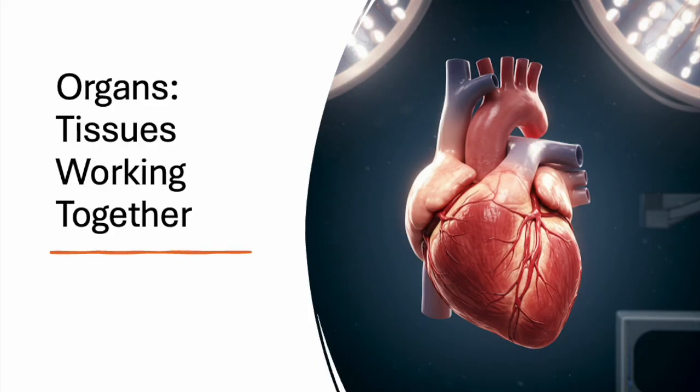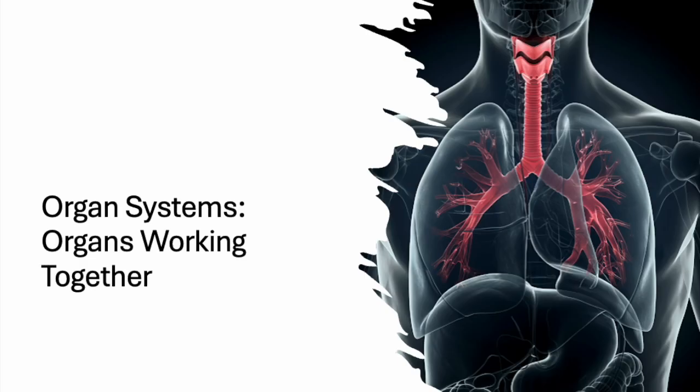Finally, organs work together in a coordinated manner to form organ systems. These systems are like the various departments in a company, each with its own role, but working together for the overall success of the organization. The respiratory system facilitates gas exchange that provides oxygen to the body and expels carbon dioxide from the body.